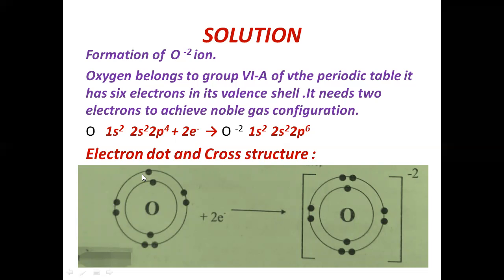This one is a mistake. I mistakenly mentioned 7. These are 6: 2, 2, 4 and 2, 6. So it has a deficiency of 2 electrons to have 8 electrons. So oxygen will gain 2 electrons and then in turn will have 8 electrons in the outermost shell.